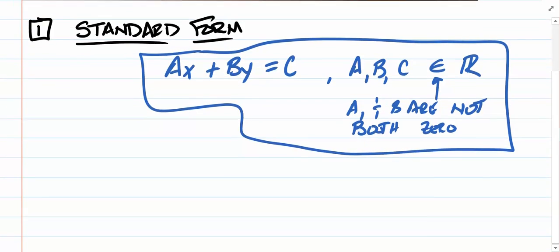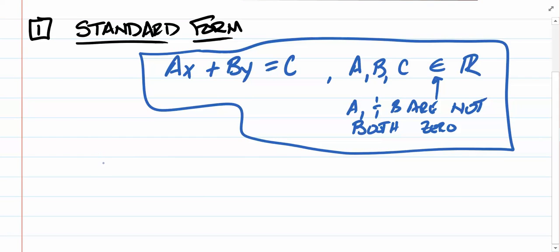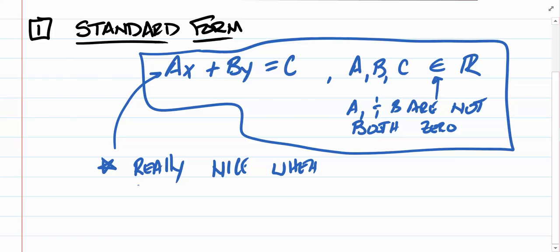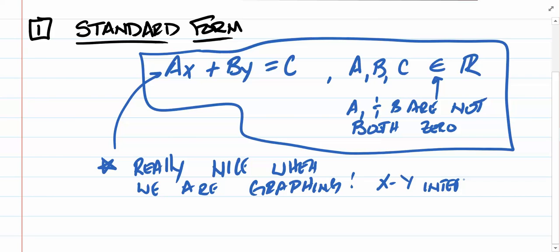Okay, what is standard form really useful for? Why do we want this? What is this useful for? Anybody know? Nothing? No. Why would it be in the book if it was useful for nothing? It's really nice when we are graphing, and when we're trying to find x and y intercepts. That's what this is really handy for. So when we are graphing and finding the x and the y intercepts, that's what we're going to use this for.